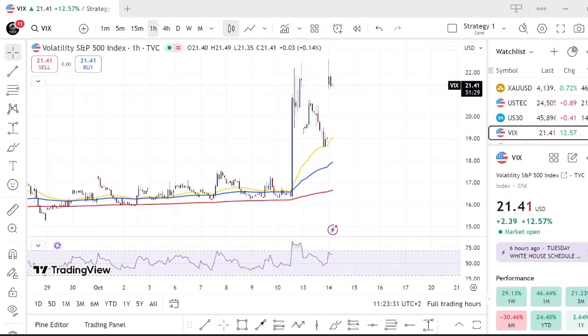Taking a look at the VIX. The VIX is currently in risk neutral territory, trading at 21.41 after closing the week at 21.63 following the massive sell-off in the US economy. While there was a subsequent recovery yesterday, the overall tone for the market remains bearish for indices and bullish for gold. Let's take a look at fundamentals for today.